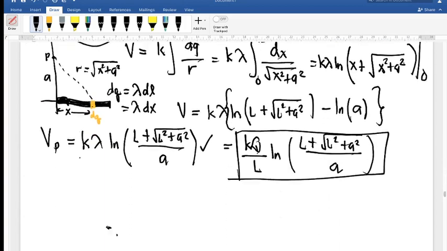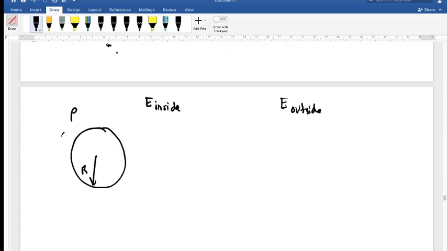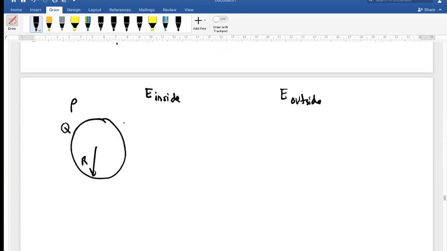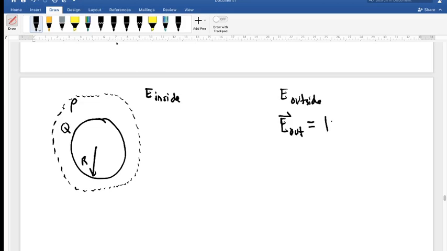So Q is its total charge. First we find the electric field outside, which is easy. You draw the Gaussian surface outside, which is a sphere because it is symmetric with the charge distribution. So the electric field outside of the insulating solid sphere is equal to kQ over r squared r hat.